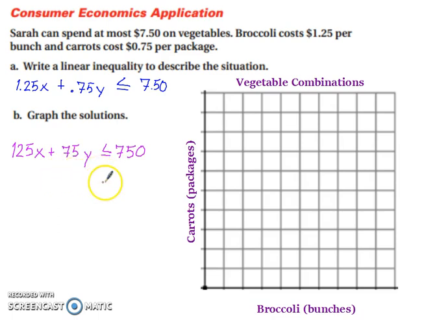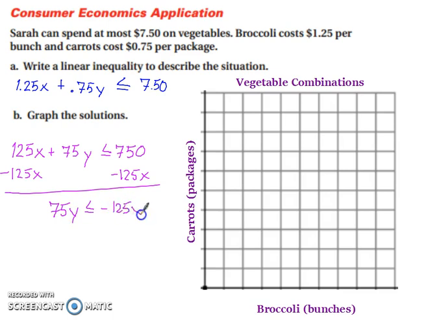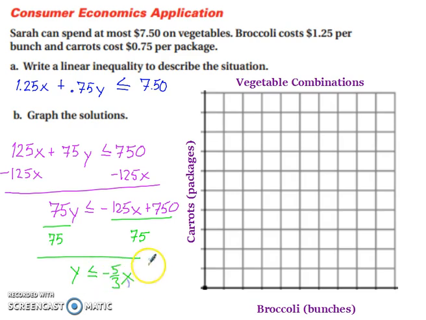So now we can go about solving for y. So we're going to subtract 125x from both sides, leaving us with 75y is less than or equal to -125x plus 750. And now we can divide by 75. Remember, you have to divide the entire side by 75, not just one of the numbers. So we end up with y is less than or equal to -5/3 x plus 10.